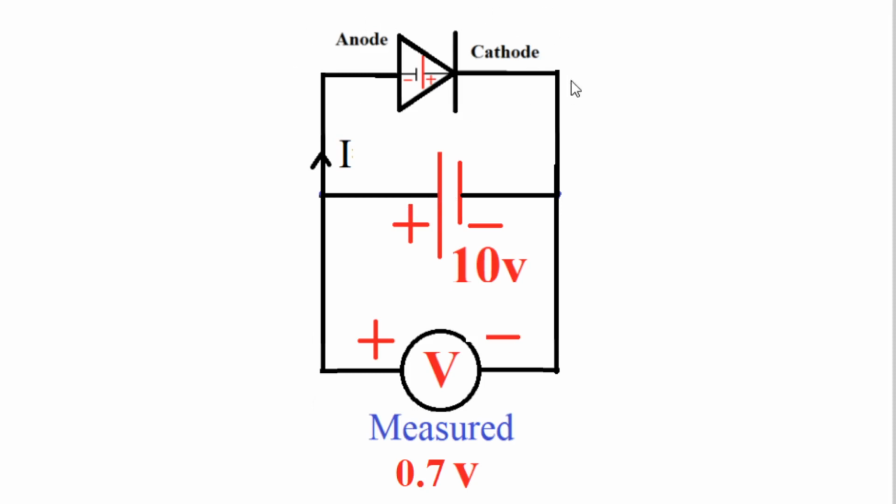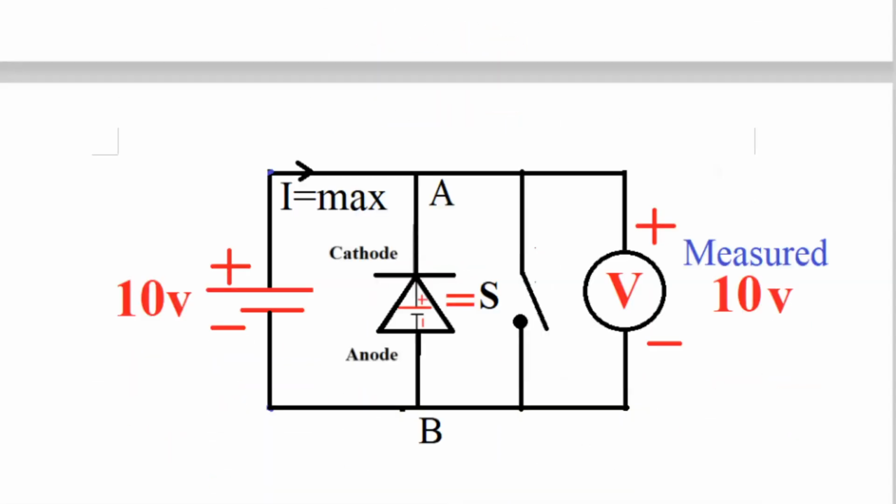If you remove this diode and throw it out, then no doubt this voltmeter will measure 10 volt, because the positive of the voltmeter is connected to the positive of the 10 volt battery and the negative of the voltmeter is connected to the negative of the 10 volt battery. And this is the role of the barrier potential of the PN junction diode. So barrier potential is a very important concept.